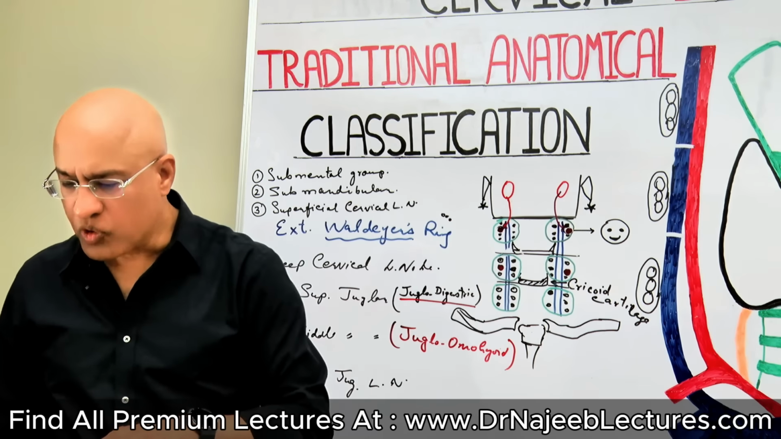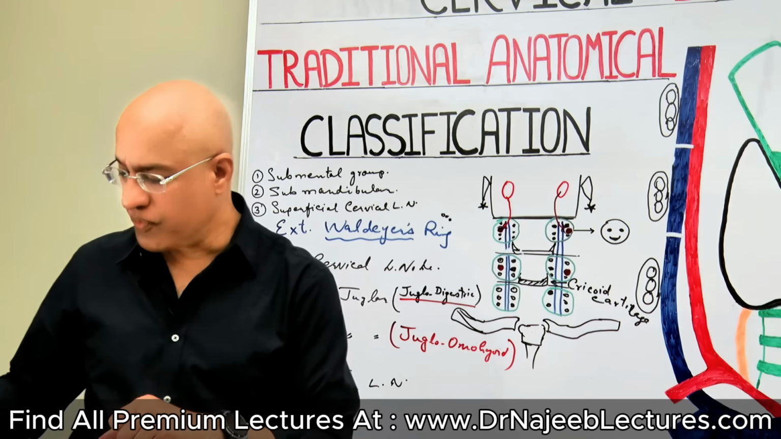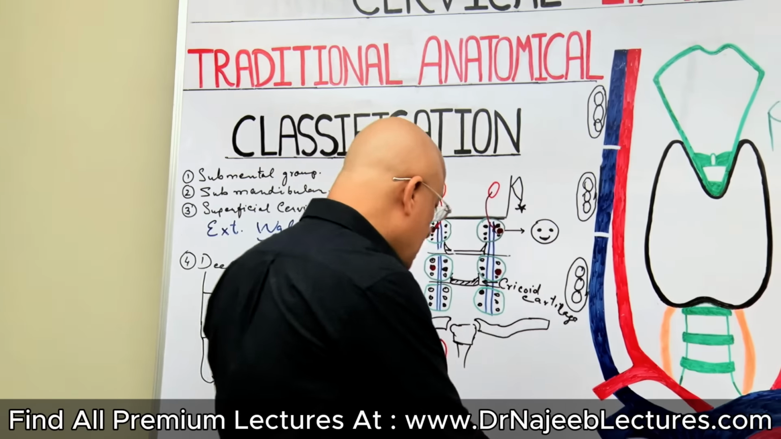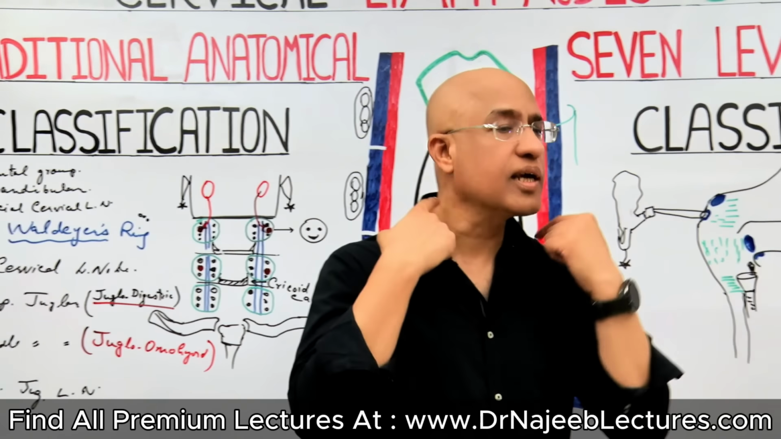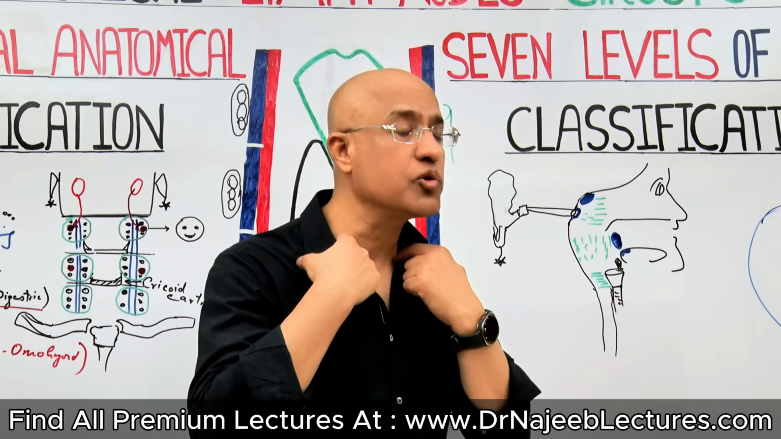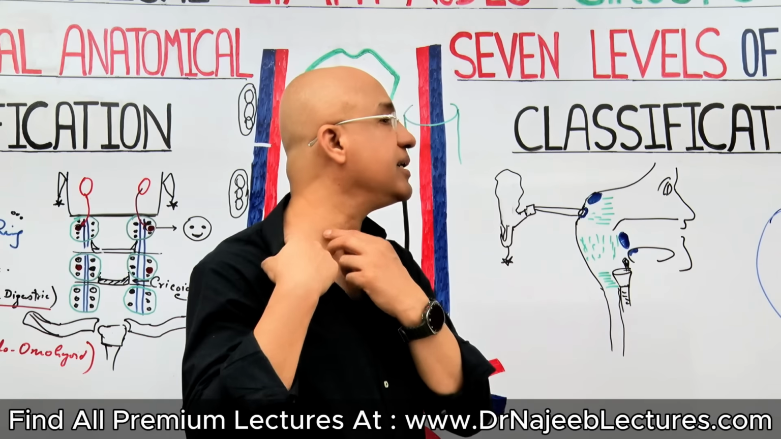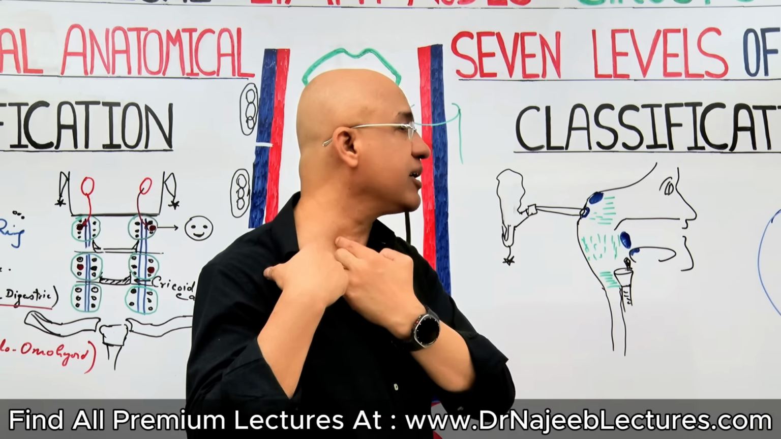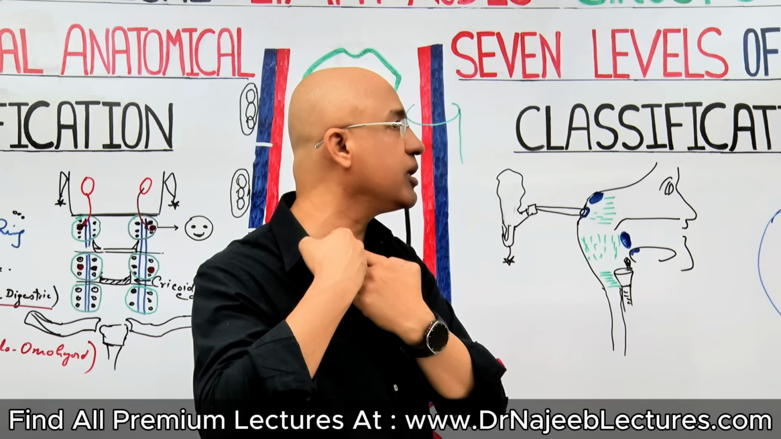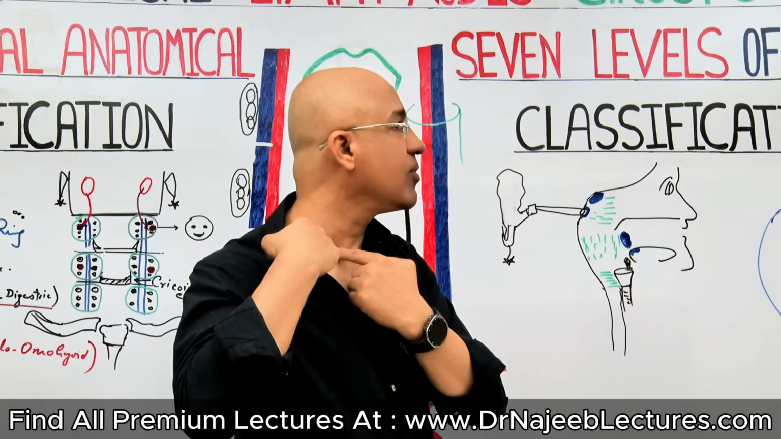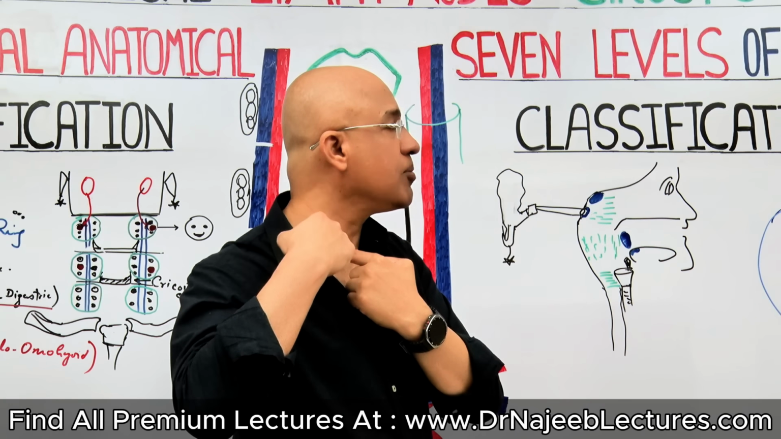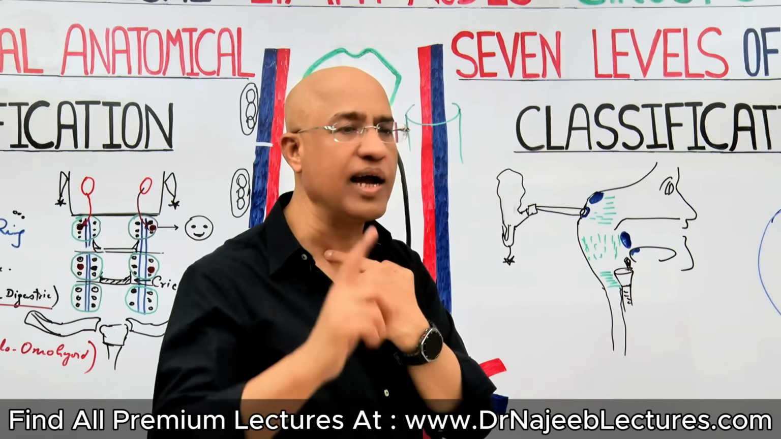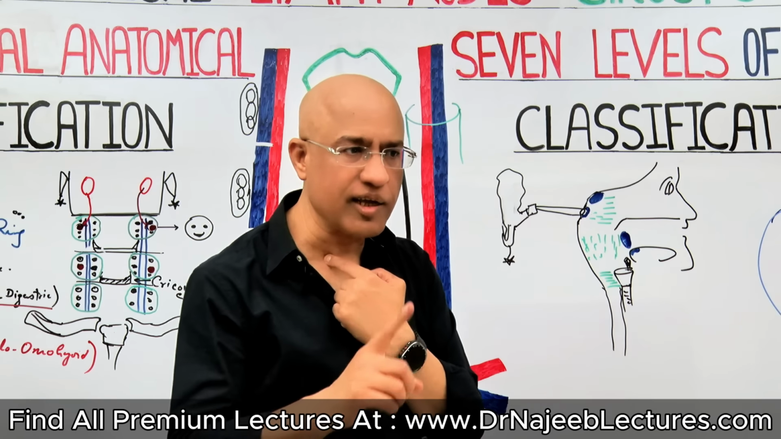Next group is posterior cervical lymph nodes, right? So posterior cervical lymph nodes are basically in the posterior triangle of the neck, on the side. What is this muscle? Sternocleidomastoid. Posterior border of the sternocleidomastoid. And what is this muscle? Trapezius. Anterior border of the trapezius, and here is clavicle. This makes the posterior triangle of the neck.